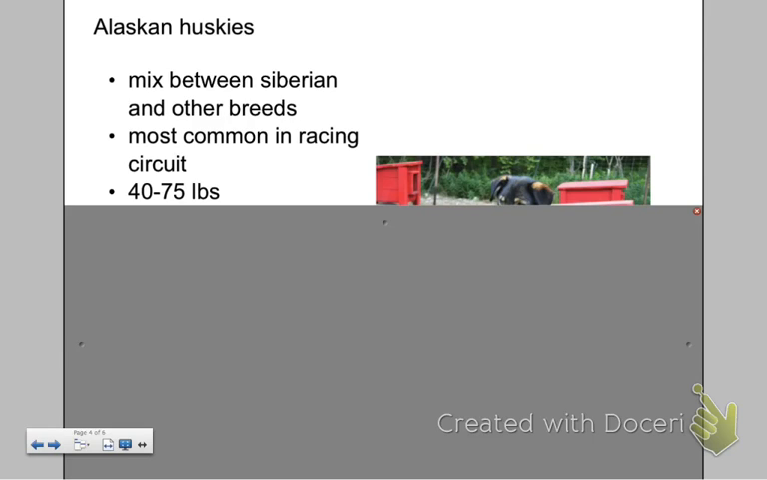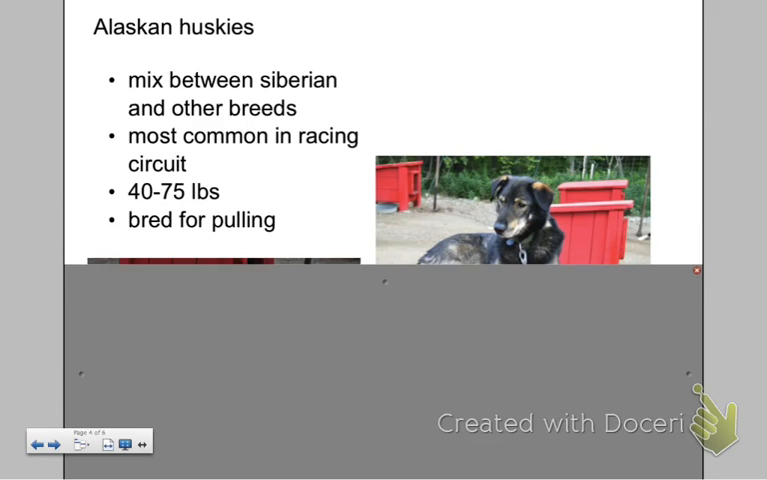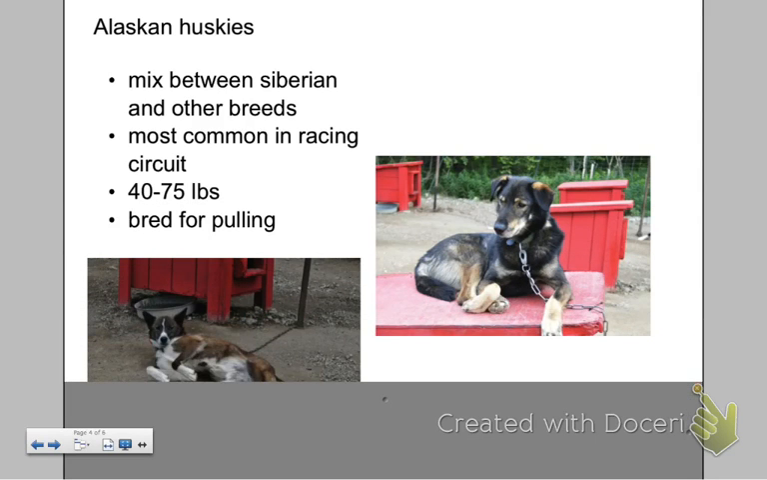And sometimes, other than the Alaskan Husky, some people will call these guys an Indian dog, just because most of them are coming from and bred in different Indian villages throughout Alaska and even Canada. All right. So like I said, they're very small looking. They're bred for pulling.